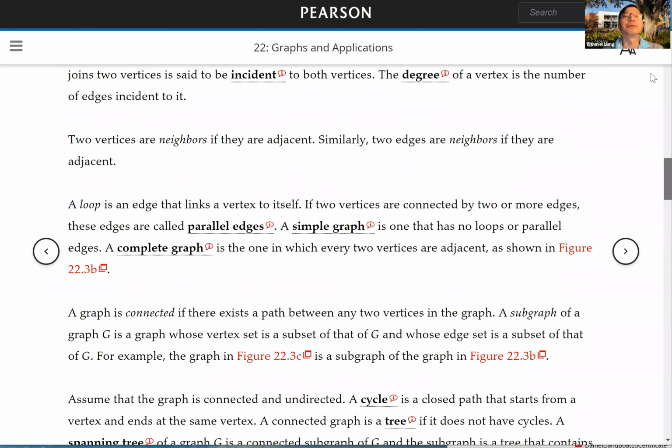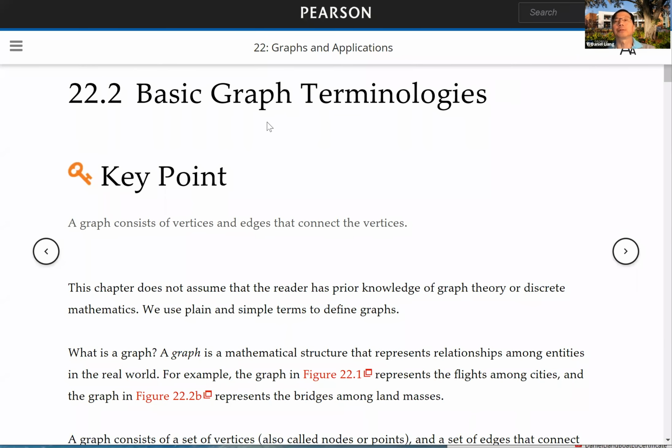That is all for an introduction to graphs. And next, we're going to look at how we represent a graph and create data structures to store a graph. That is all for the first two sections in the chapter.